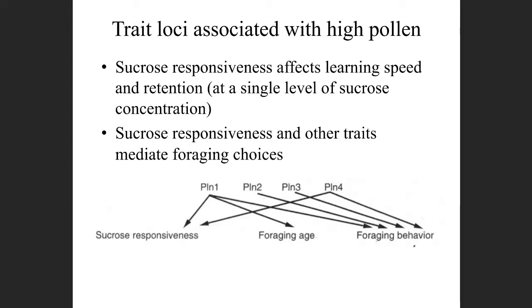They've identified 3 loci, I think, that have an effect on sugar sensitivity and therefore pollen collection. So sugar responsiveness affects how quickly they learn to associate colors or odors with that sugar reward. And that sugar responsiveness then affects their foraging choices. So it's a really cool system.